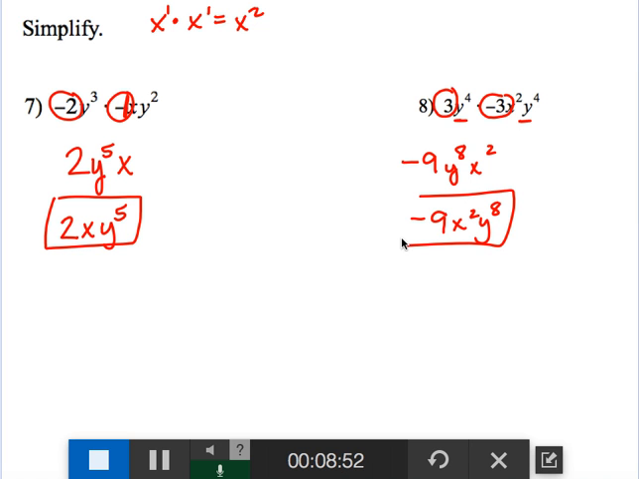So you just have to remember, whenever you multiply, you add exponents. So multiply, add exponents.